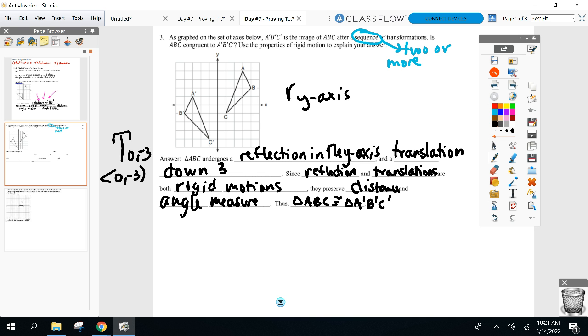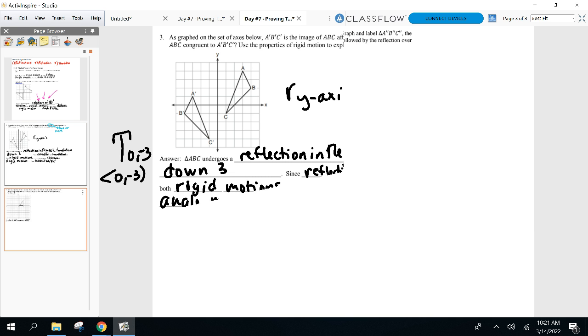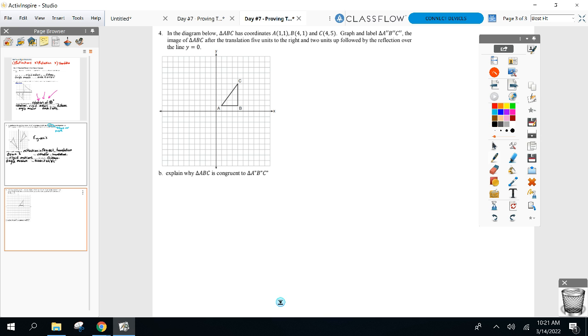All right, last one, and then you're on your own. All right, this one I'm telling you what to do. So first thing, everyone, here we go. Graph and label the double prime one, which is the image after a translation, 5 units right, 2 up, go. 5 units right, 2 up, graph it. That's going to be A prime, B prime, C prime. Translation, 5 units to the right and 2 units up.